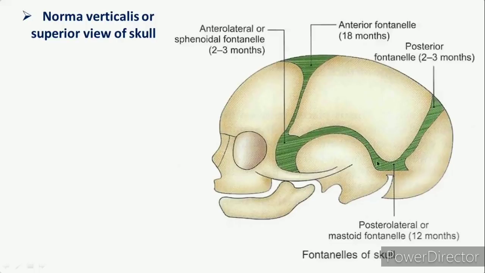In the lateral aspect there are also two fontanelles. The anterolateral fontanelle, or the sphenoidal fontanelle, closes after 2 to 3 months of birth. The posterolateral fontanelle, or the mastoid fontanelle, closes after 12 months of birth. You have to remember this, it can be asked in an MCQ. The anterior fontanelle or the bregma closes after the 18th month.